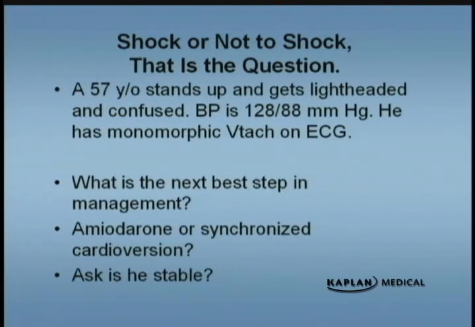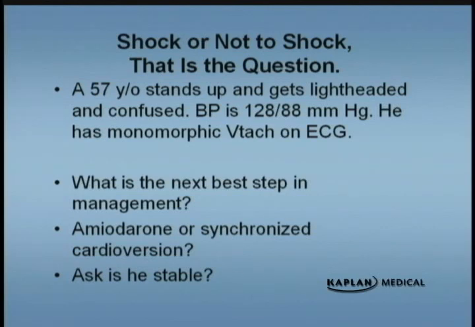So let's try this case. How are you going to manage this guy? 57-year-old, stands up, gets lightheaded and is confused. Blood pressure is 130/88. He has monomorphic VTAC on the EKG. So it's VTAC with a pulse. Blood pressure's fine. And the question is, what's the best step in management?